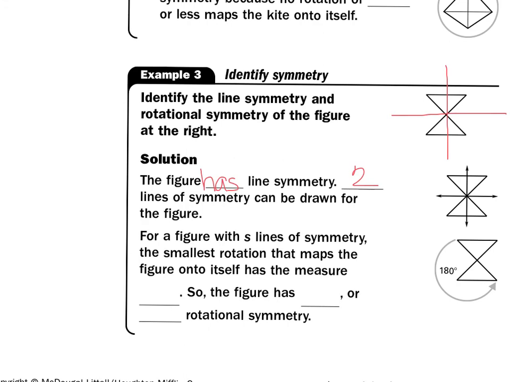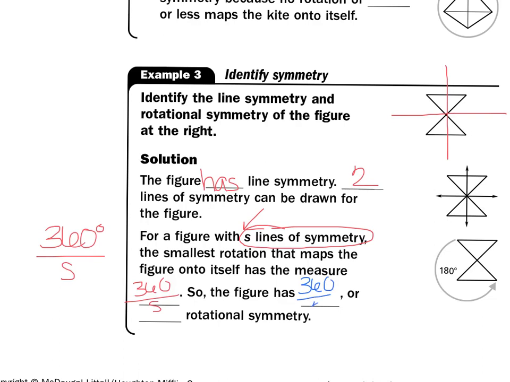The figure has however many lines of symmetry. So if you take however many lines of symmetry you have, again, we're going to take 360, and if we divide it by the lines of symmetry, which they're calling S, we're going to get the rotational symmetry. So if you take 360 and divide it by the lines, in this case we have 360 divided by 2, so that's going to give us our rotational symmetry of 180 degrees.